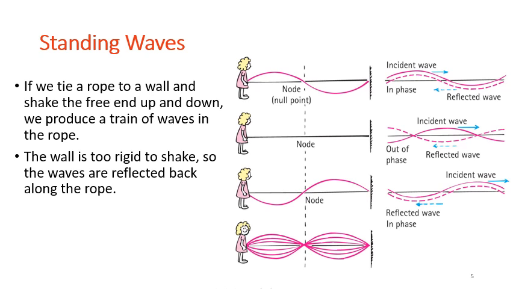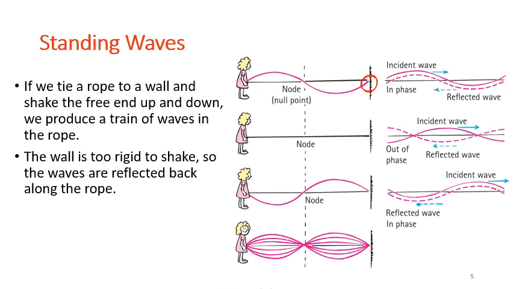And if you tie the other end really tightly, so you can't move that end. Like for example, right here, this end, if you tie it really thoroughly, so you cannot move that end. So what will happen? The wave train you created by shaking up and down hits the wall and it will be reflected back along the rope.